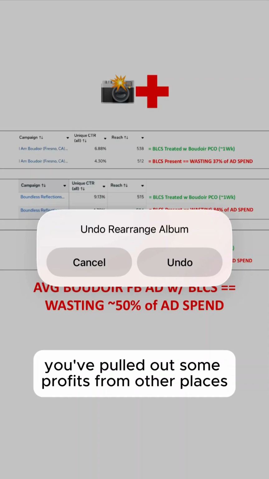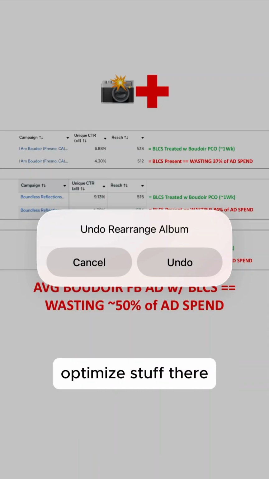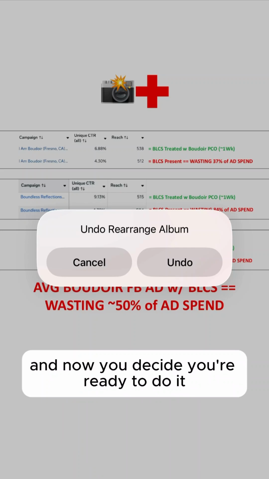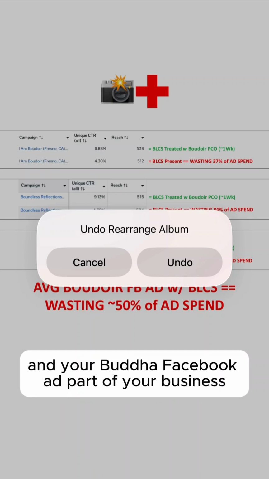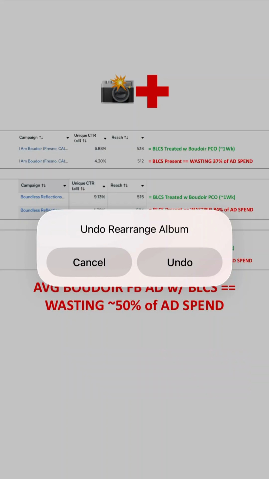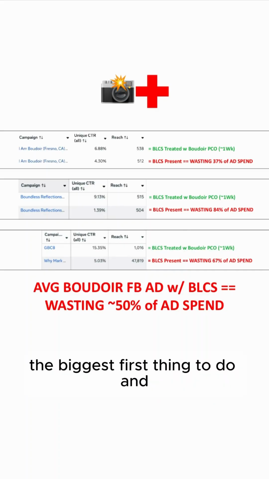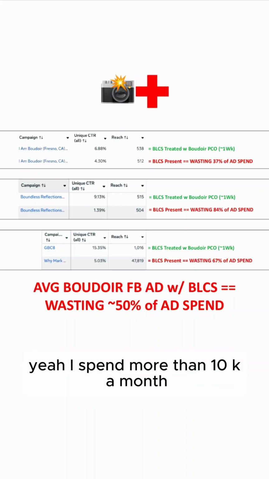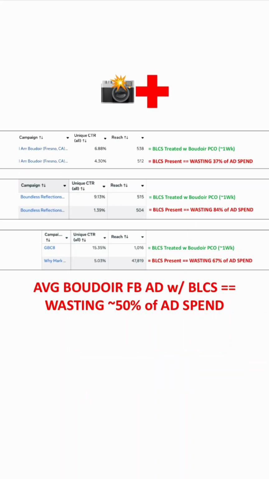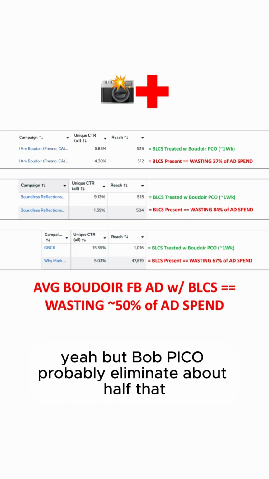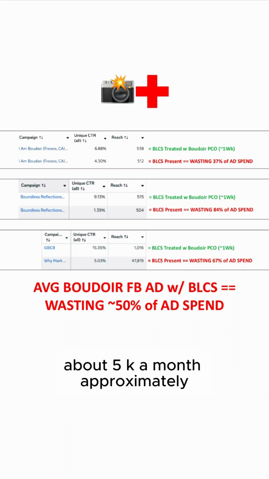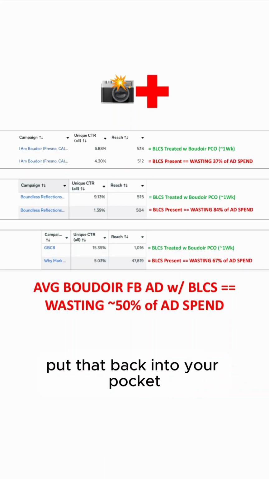So you've pulled out some profits from other places, optimized stuff there, and now you decide you're ready to do it in your Boudoir Facebook ad part of your business, by plugging these leaks as the biggest first thing to do, and you spend more than 10K a month. So on average, Boudoir PCO probably eliminates about half that, about 5K a month approximately, in wasted Facebook ad spend. Put that back into your pocket. You don't have to spend it anymore. Approximately 60K over the next 12 months.